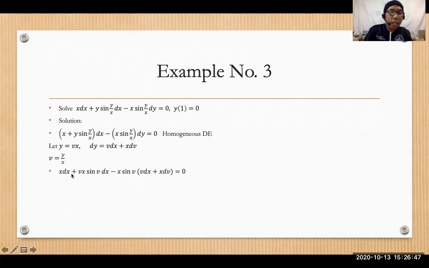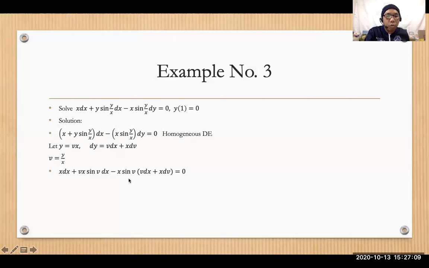Kasi ang ginawa ko dito, ayan na. So x dx, given tong equation natin. Tapos yung y ko, naging vx. Yung y over x ko, naging v na lang siya. Okay? Sine of v dx. Ganun din dito sa second term natin. So copy ko lang yung x. Sine of y over x is equal to v. Tapos yung dy natin is v dx plus x dv.